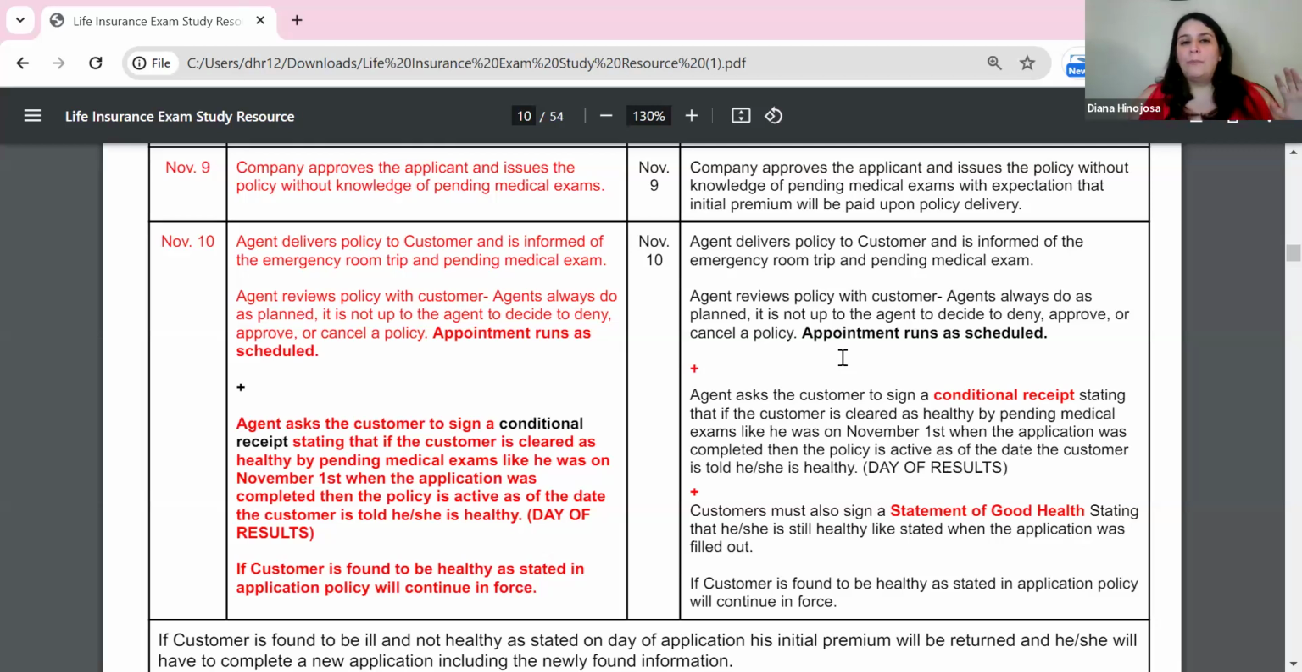All right. And now your policies will always come with the conditional receipt, will always come with the statement of good health. It's good practice to get them signed anyways. However, if this is not the case, we don't need to get them officially signed. So for your exams, I need you to know these scenarios and when we get these forms signed. The one that's the most important here is your conditional receipt. That is the one that tends to get asked about on your insurance exam. When do we get a customer to sign it? When they got sick during the underwriting process. That's basically it.